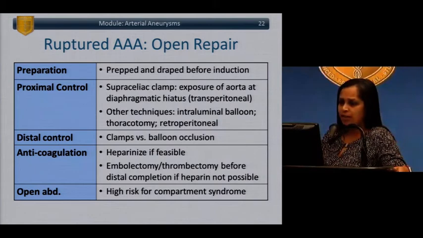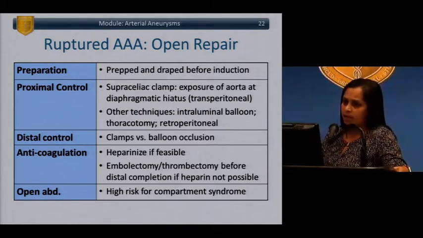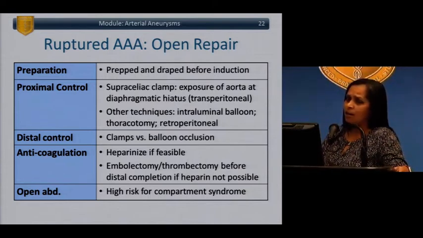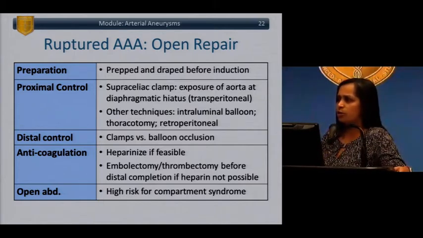Other techniques have been described, such as putting a balloon in, which can be problematic, especially if you don't have a lot of endovascular imaging capabilities in the operating room. Thoracotomy can occasionally be necessary, but if you can get to the supraceliac aorta, which you should be able to in most patients, this is usually not necessary. I think retroperitoneal exposure can be very difficult in these situations, especially if you don't have a lot of exposure to that type of dissection.